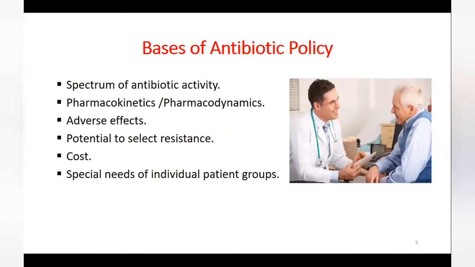Now, what is the base of the antibiotic policy? Spectrum. What is needed to constitute the antibiotic policy? We should know the spectrum of the antibiotic activity. While preparing an antibiotic policy, we should know whether for a particular infection we need a narrow spectrum or a broad spectrum. There are narrow spectrum antibiotics like clindamycin, metronidazole, and others. There are broad spectrum antibiotics like macrolides and others. So the spectrum of antimicrobial activity needs to be under consideration while preparing the antibiotic policy.